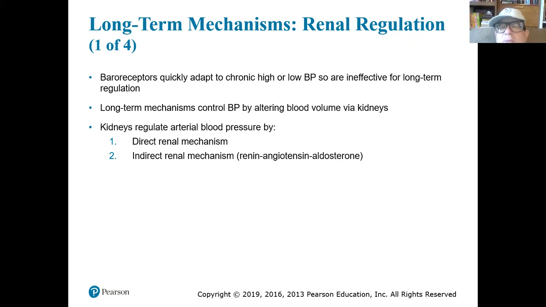There's the direct renal mechanism. This is the easy one to understand. If your blood volume is high, pee out some of that volume. Pee more. Make more urine. If your blood volume is low, don't pee out as much. Keep the fluid from the blood inside as much as possible. So that's the direct mechanism. The indirect is this renin-angiotensin aldosterone thing that we're about to talk about.